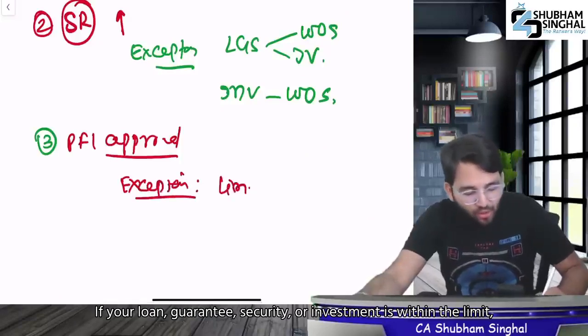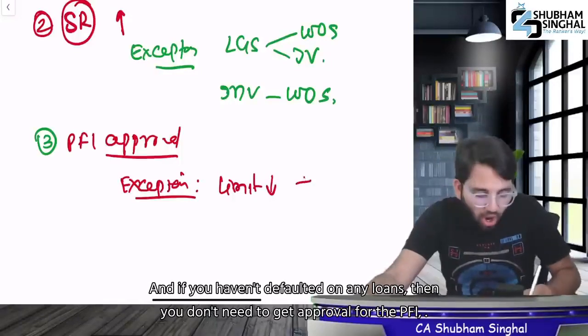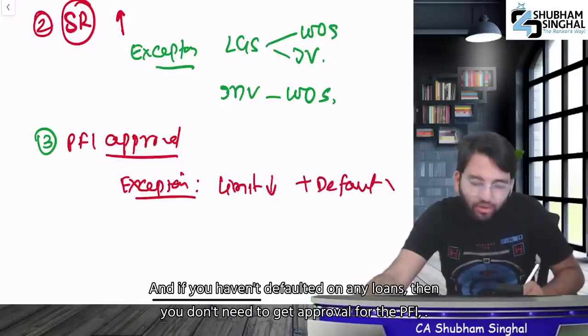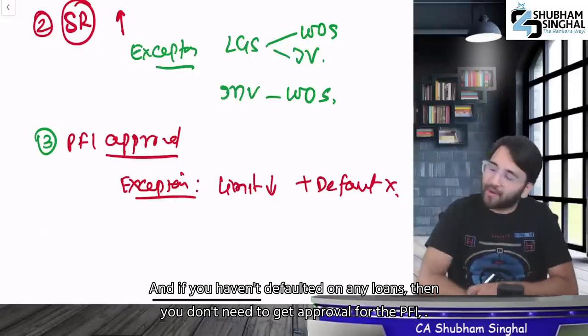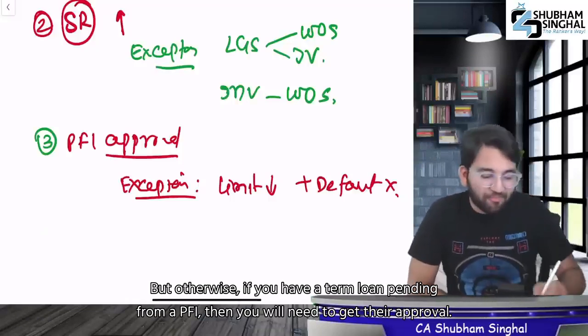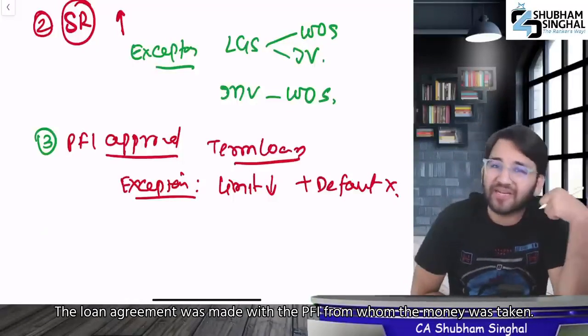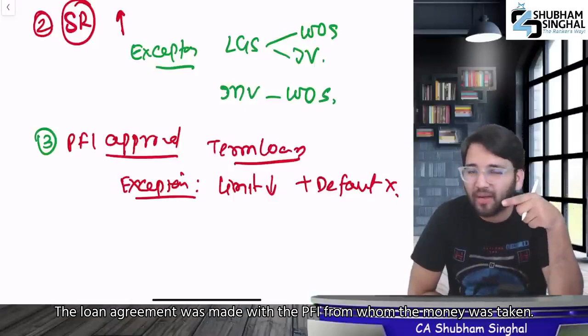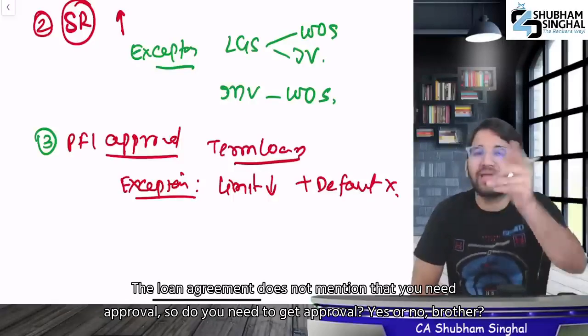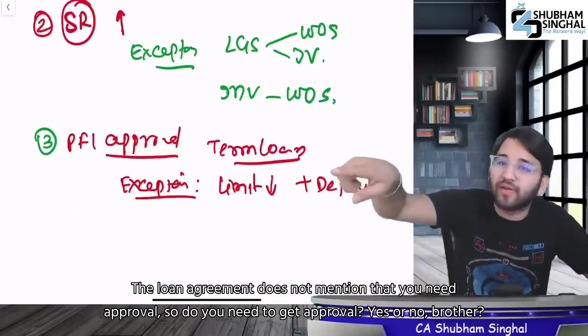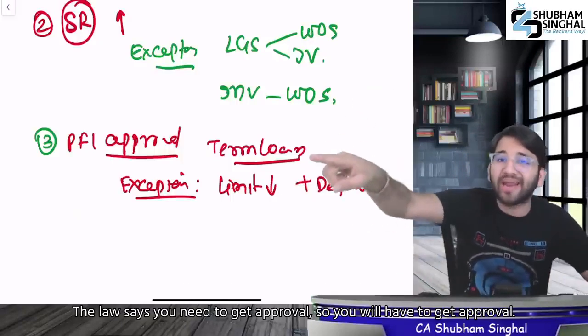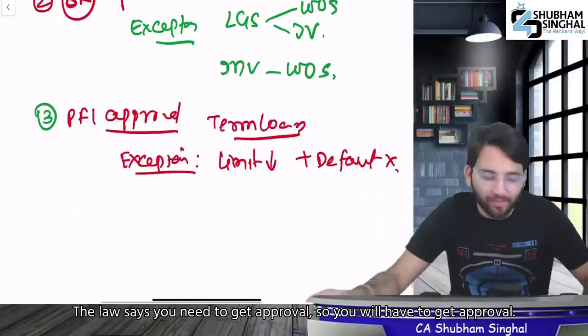If your loan, guarantee, security or investment is within limit, and if you haven't defaulted on any loans, then you don't need to get approval from the PFI. But otherwise, if you have a term loan pending from a PFI, then you will need to get their approval. The loan agreement was made with the PFI from whom the money was taken. The loan agreement does not mention that you need approval. So do you need to get approval? Yes or no? Tell me. The law says you need to get approval, so you will have to get approval.